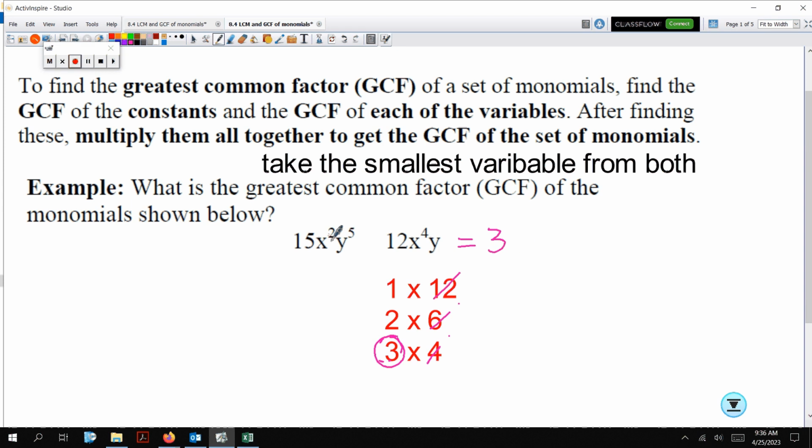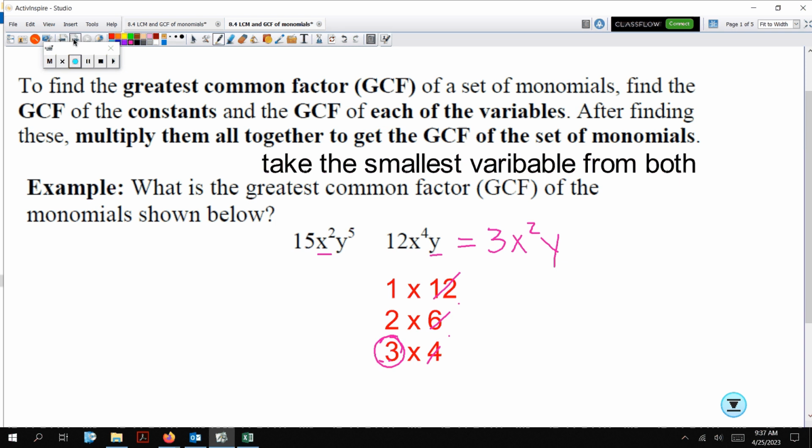Then I look at my exponents. I want to take the smallest one, right? So x squared, because 2 is smaller than 4. And then I compare y to the fifth, y to the first. Well, y to the first is the smallest one. Okay, so the greatest common factor for these two monomials is 3x squared y.